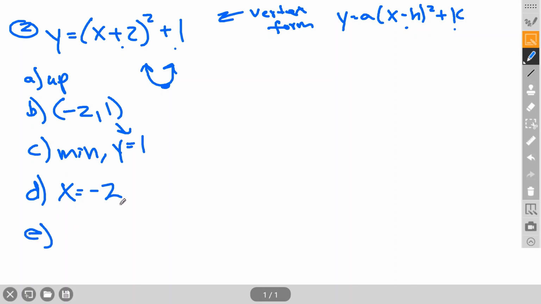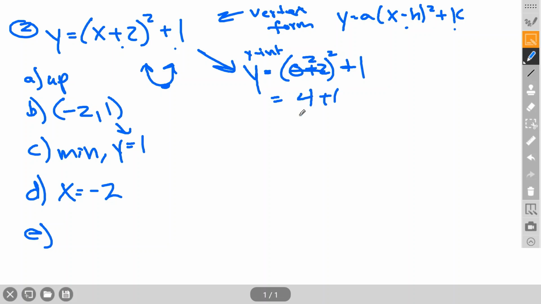E, state the coordinates of the y-intercept. Well, there's no quick way to find the y-intercept here besides plugging in 0 for the x value. So plugging in 0 will give you the y-intercept. Instead of (x plus 2) squared, it's going to be (0 plus 2) squared, which is 2 squared, which is 4. So the y-intercept is 0, comma 5.